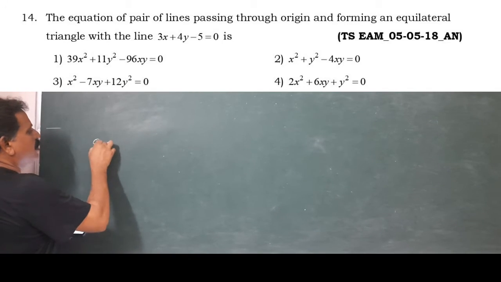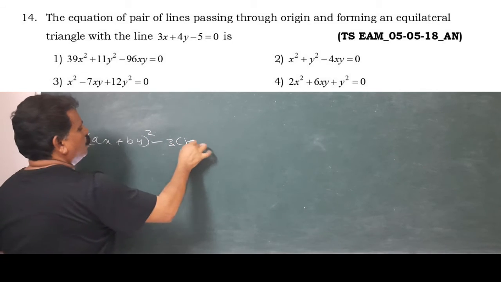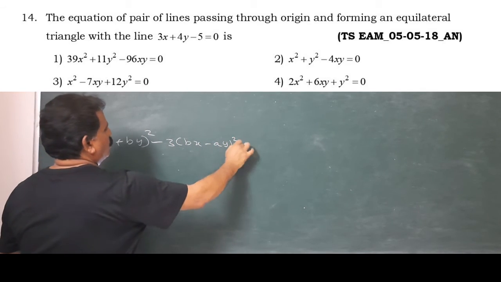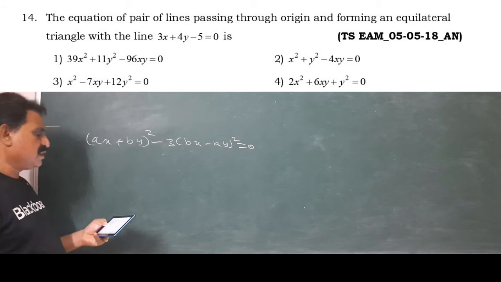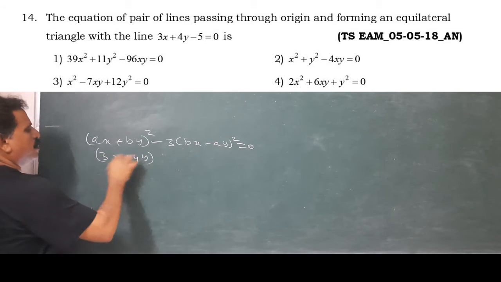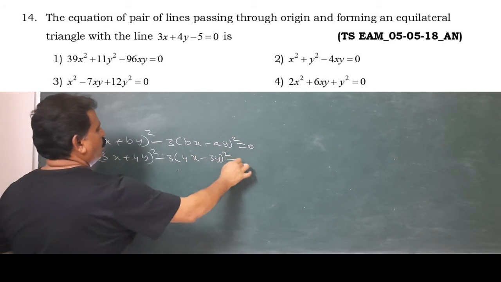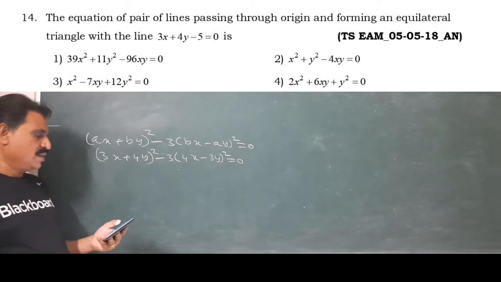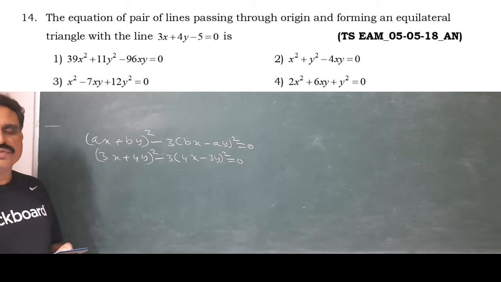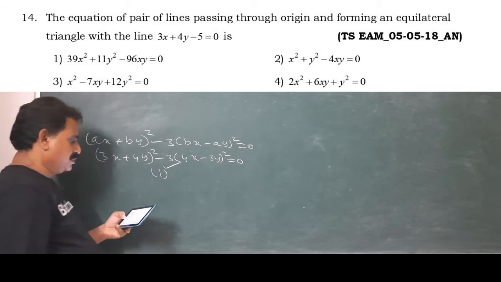We have a formula: (ax plus by) whole square minus 3 into (bx minus ay) whole square equal to 0. By applying that, we get easily (3x plus 4y) whole square minus 3 into (4x minus 3y) whole square equal to 0. Expand and simplify, we get the first option.